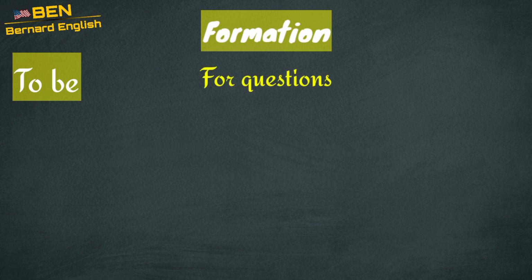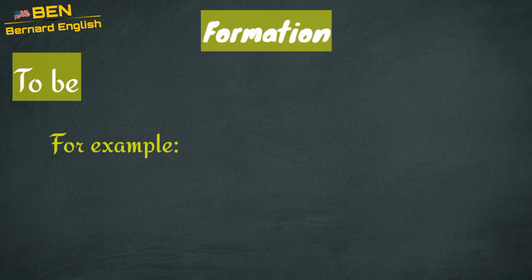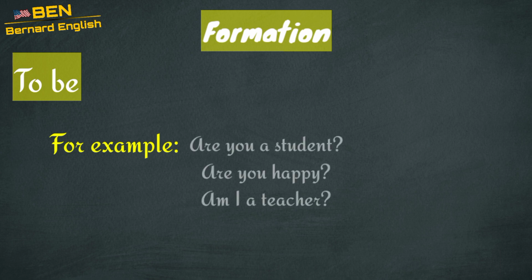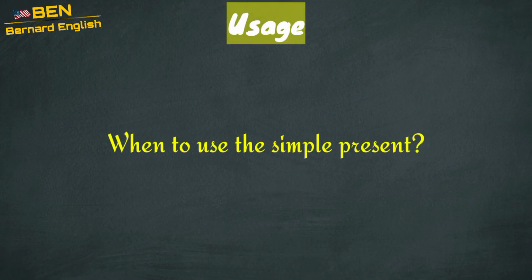For questions, we change the word order by adding the conjugated verb be at the beginning of the sentence. For example, are you a student? Are you happy? Am I a teacher? Are they playing? Is he dancing? Is she surfing?